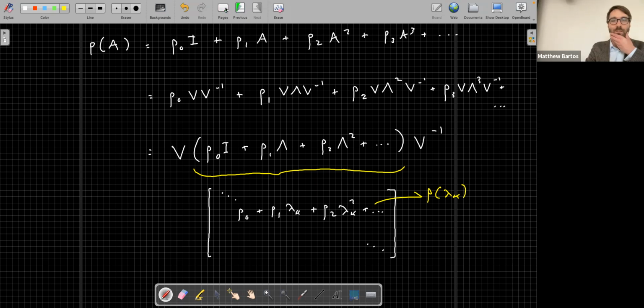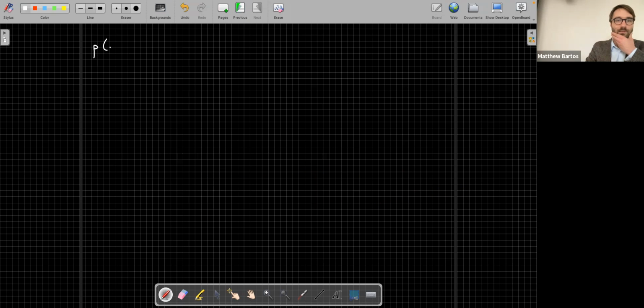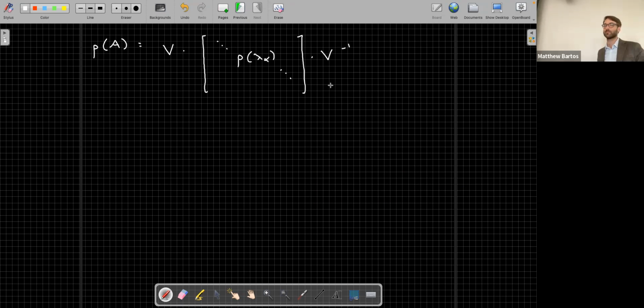Okay, so in other words, P of A is equal to V times this diagonal matrix where each element is P applied to the kth eigenvalue, times V inverse, which proves our assertion that we can find any matrix function just by applying that function to the eigenvalues of the diagonalized matrix.